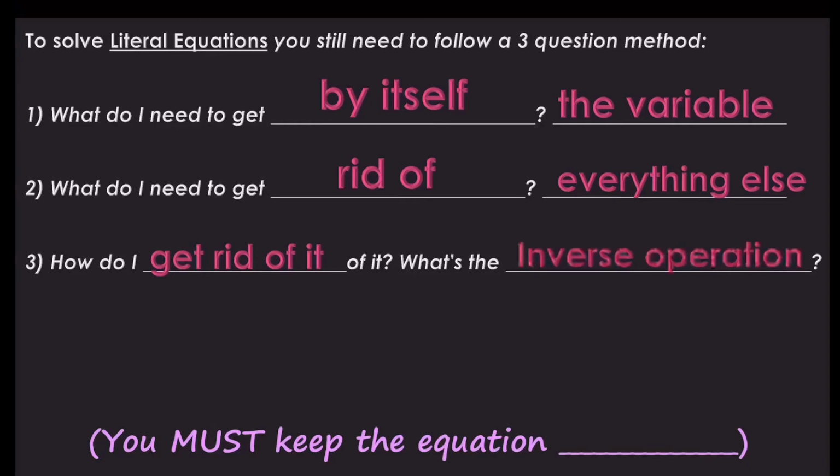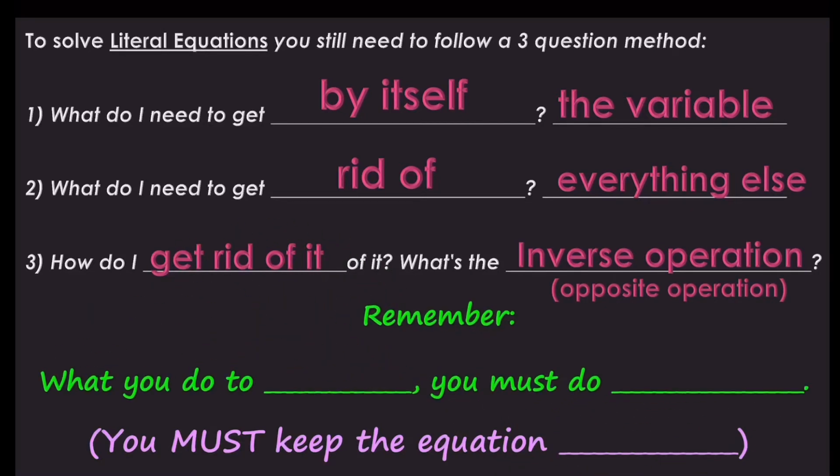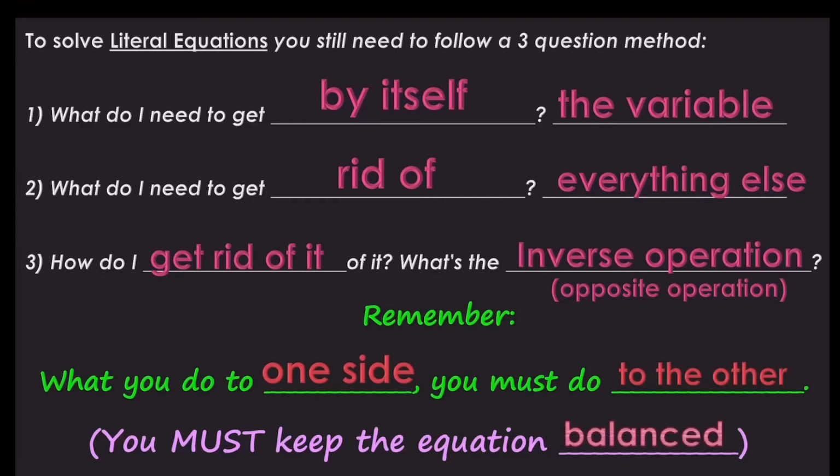So these questions will help you figure out what to move. Okay? But most important, we must keep the equation balanced. It might help you realize what you do to one side, you must do to the other. That helps you keep your equation balanced. Okay, an equation's like a scale. You can't move things to one side without doing it to the other.